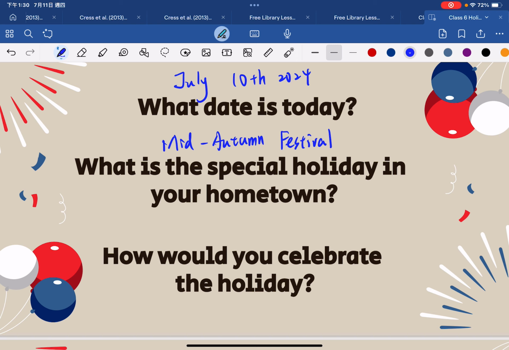And how would you celebrate the holiday? For me, like I said before, I will celebrate Mid Autumn Festival by getting together with my family and friends. So we will have barbecue together. It's kind of like a little party, so everyone has a time to see each other within a whole year. Yeah, so that is a special holiday for me. So think about it, and you might want to write something down about these three questions.